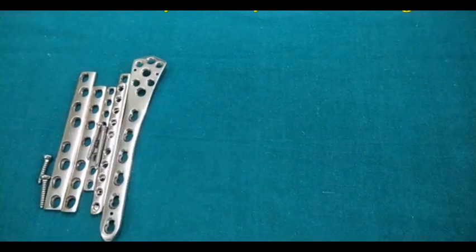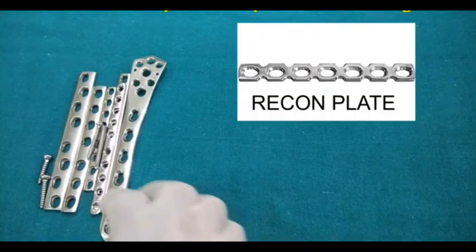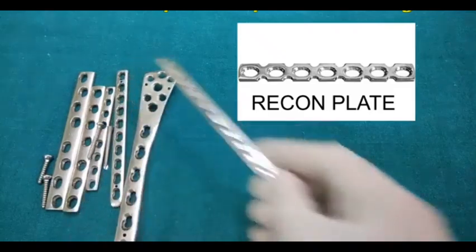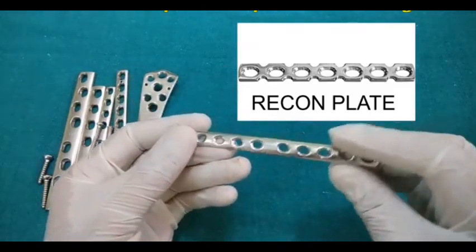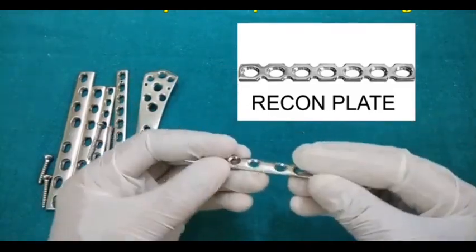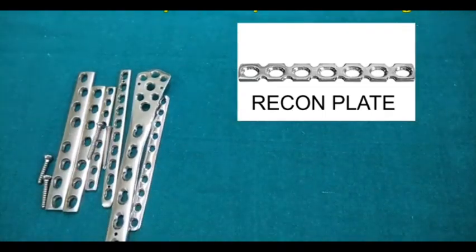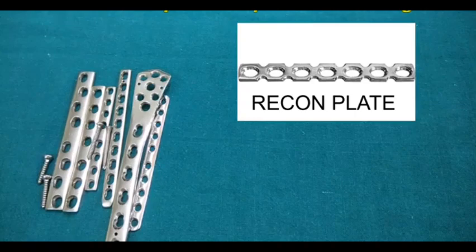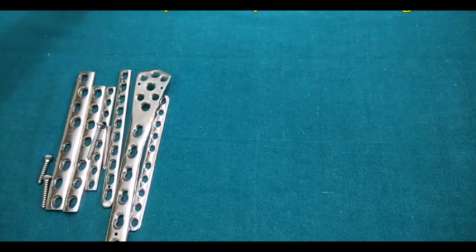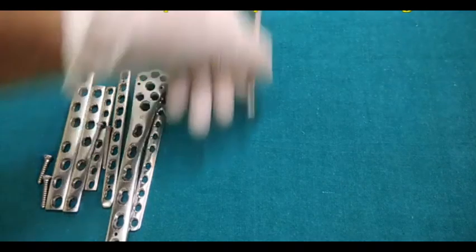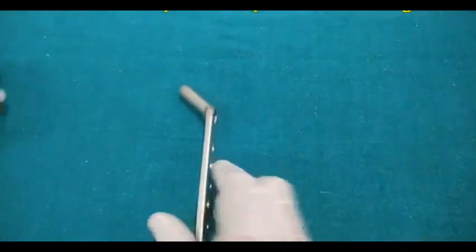Another plate which is not here is the recon plate. The recon plate is the same as these types of plates, whereas we can bend it in any direction, in any plane. So the recon plate is mainly used for particularly difficult anatomical regions where we want anatomical contouring of the plate. Now, another set of plates.